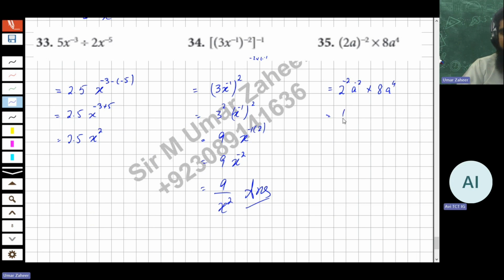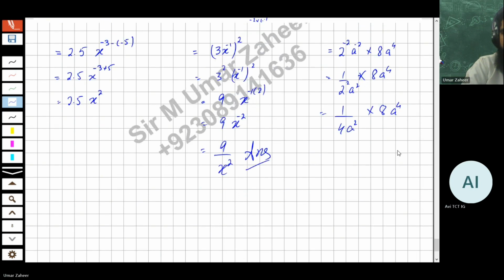I'm just converting into positive indices. I have to take it into the denominator, multiplied by 8 a to the 4. So 2 squared will be 4, a squared, multiplied by 8 a to the 4. I can simplify the indices here. So a raised to power minus 2. The bases are the same, so you just have to add the powers. 4 times 1 is 4, 4 times 2 is 8, and 4 minus 2 will be 2.